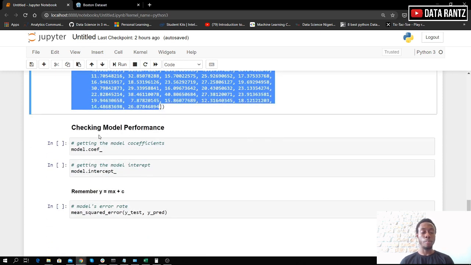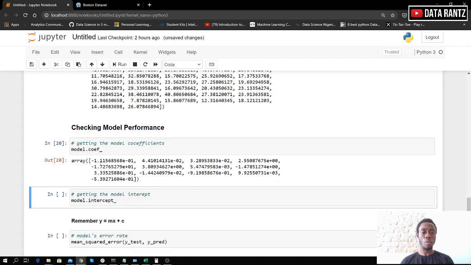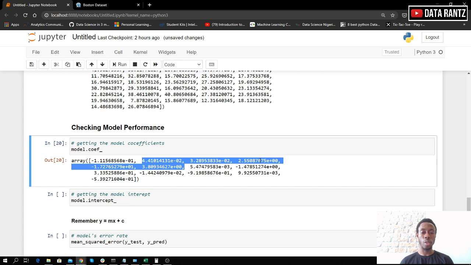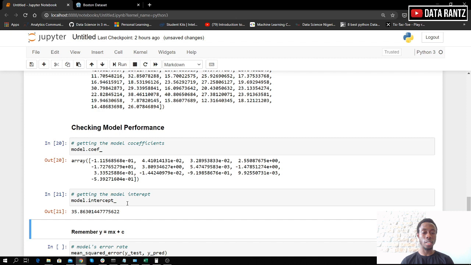So we want to check the performance of our model. We have the model coefficients, and I'm going to explain what this is. These are the model coefficients, which represent the coefficient of each of the features that we used in training the model. So this should be 13, for the 13 different features we used in predicting the model. And then we also have the model intercept.